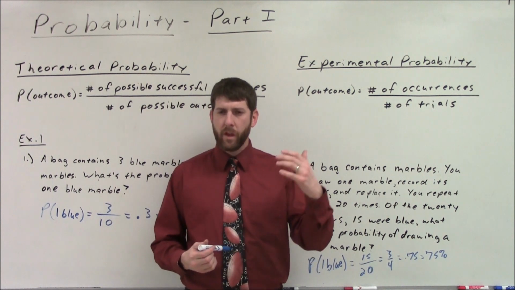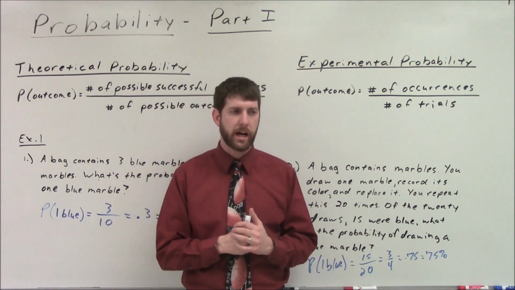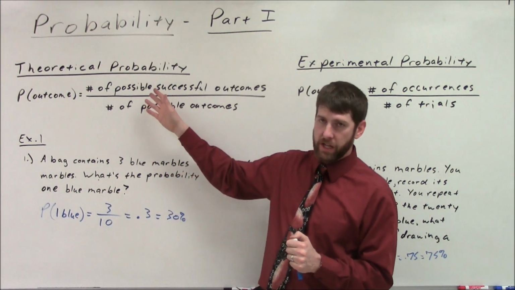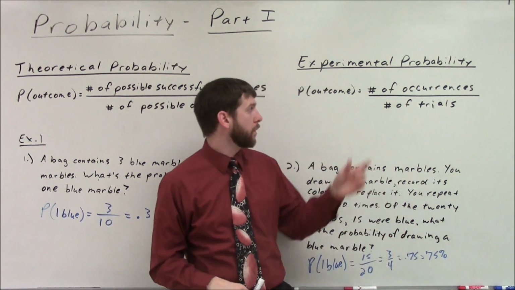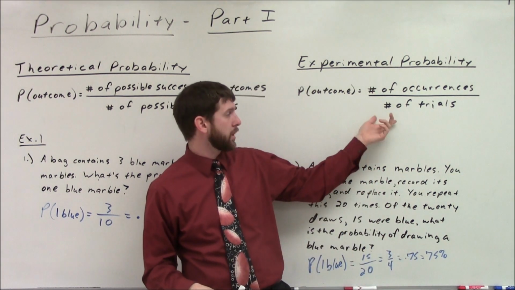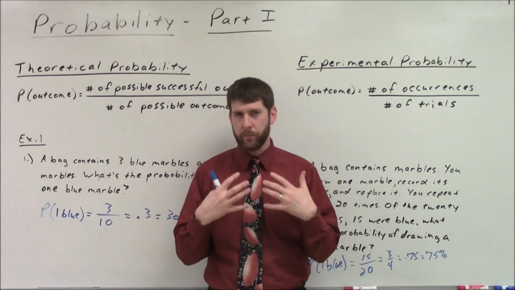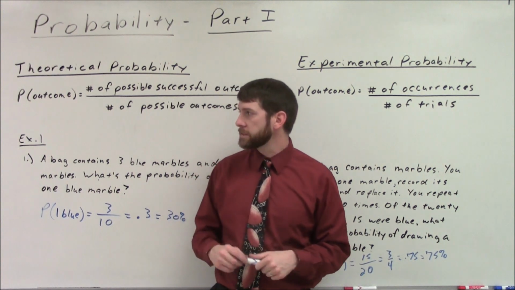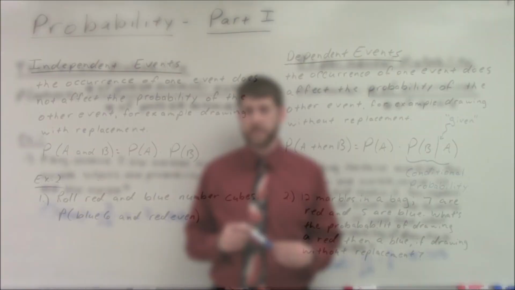Those are where it gets a lot more involved, and that's where we're going to focus most of our time. But if you will just keep in mind this general idea of number of possible successes over number of possibilities total, or number of successful occurrences divided by number of trials, then you should have a real good idea of what probability is, and we can put all these little tweaks on it that we're going to cover. So give me a second and we'll start talking about independent and dependent events.